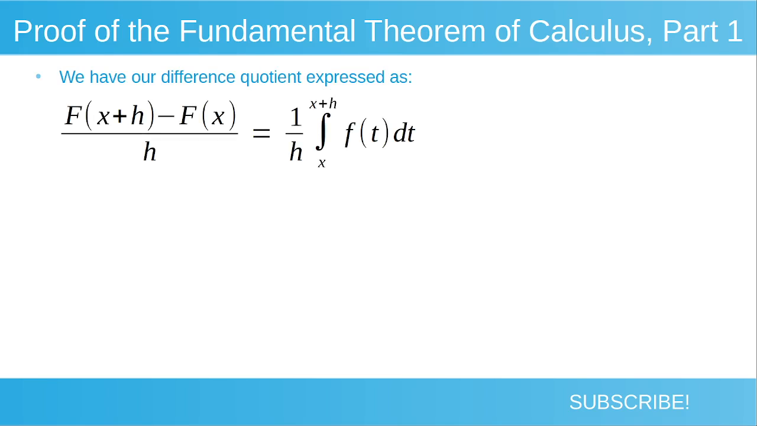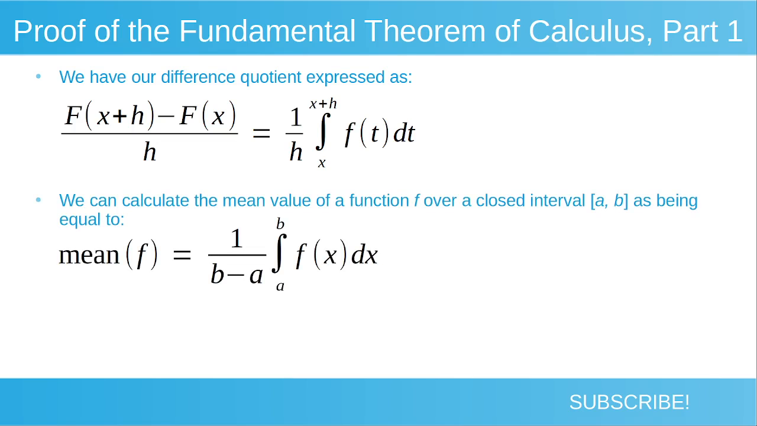So we have our difference quotient expressed as 1 over h times the integral from x to x plus h of f of t dt. Now we can calculate the mean value of a function f over a closed interval from a to b as being equal to 1 over b minus a times the integral from a to b of f of x dx.